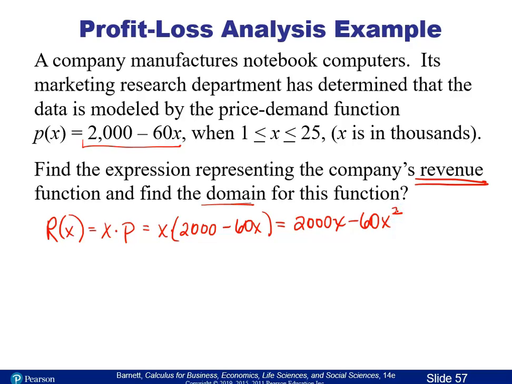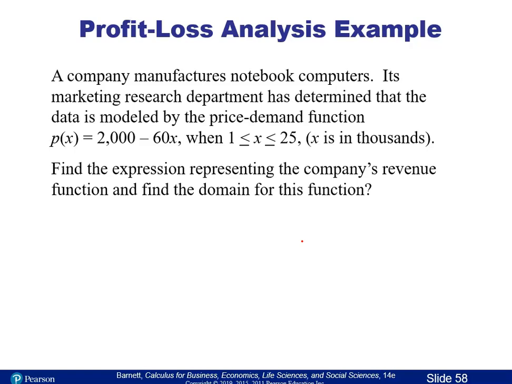Okay, so that's going to be 2000 X minus 60 X squared. Okay, and as far as the domain, our domain was specified up here. So basically the price model only works when we're talking about between 1 and 25,000 units that are being produced. And so the domain is actually going to stay the same for that. And that's all we would need to say about that. So the domain is between 1 and 25,000.